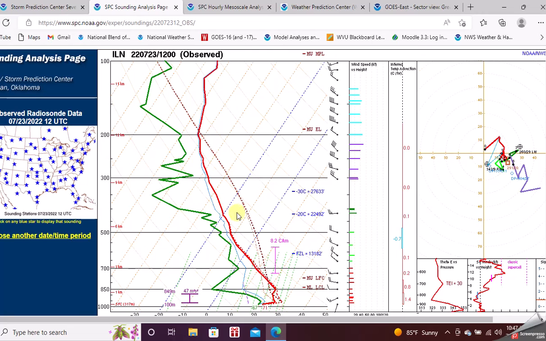Notice the separation. That's a lot. So if you can get these air parcels to rise in Ohio today, it's going to be very unstable. And because you already have thunderstorms, you have an old front, that's why they're rising so much.